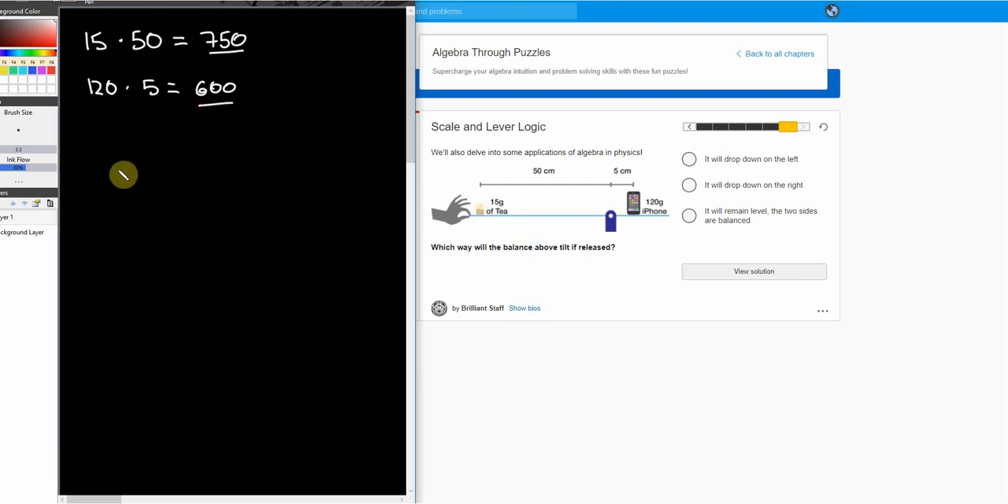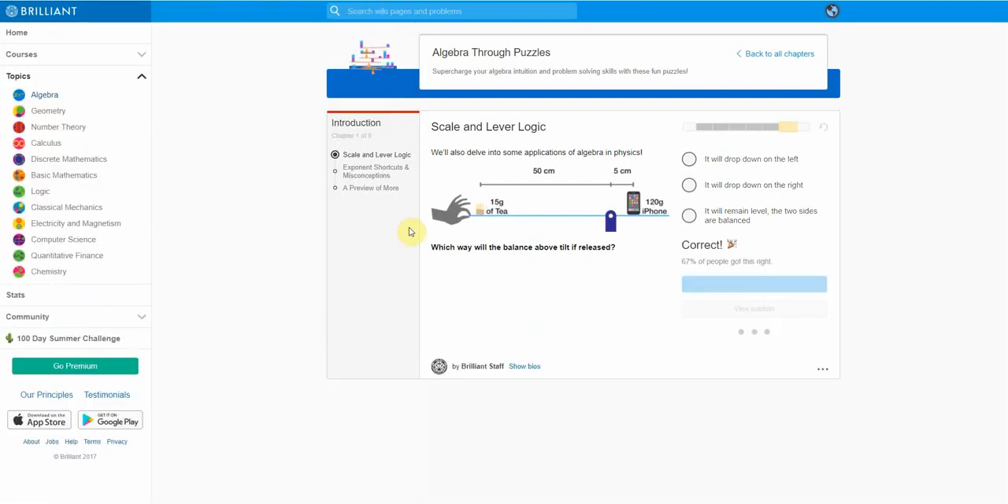So 15 times 50 is greater than 120 times 5, which is to say that if they're asking which way will the balance above tilt if released, it's going to tilt left. The left side is heavier. So our options: it will drop down on the left, it will drop down on the right, it will remain level. It's going to drop down on the left. Correct.